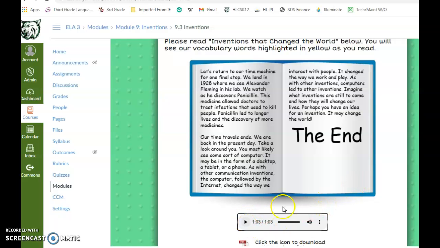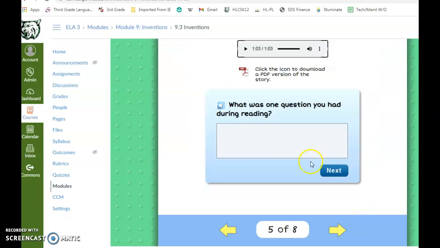The end. So a question that definitely pops into my head is, I wonder what the next great invention is going to be, and will that happen during our lifetime? Okay, so type in a question that you had.